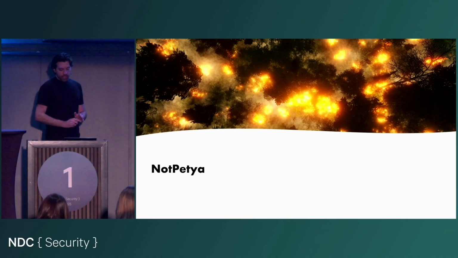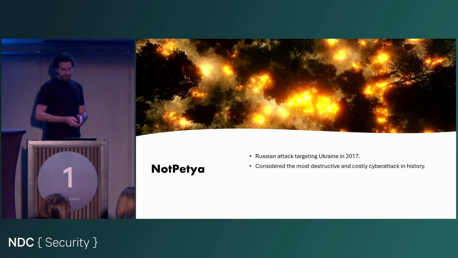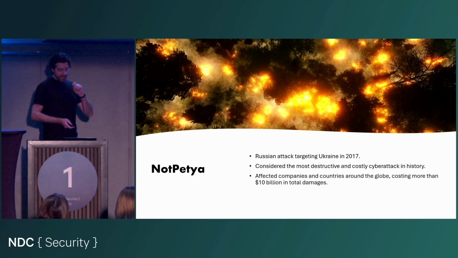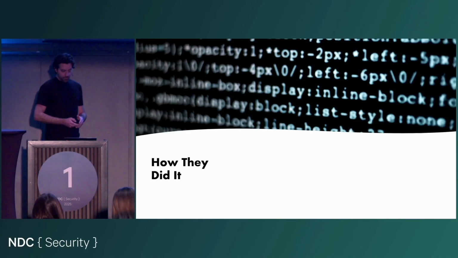How about another one, NotPetya? This was another possibly, supposedly, Russian attack that was targeting Ukraine in 2017, which may be the most destructive and costly attack in cyber in history so far. Over $10 billion in total damages estimated around the globe. And this one was a bit more traditional in how it worked.